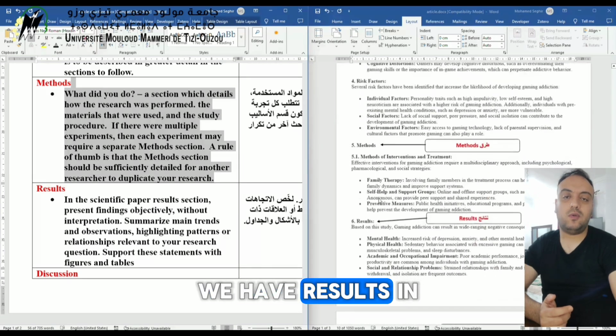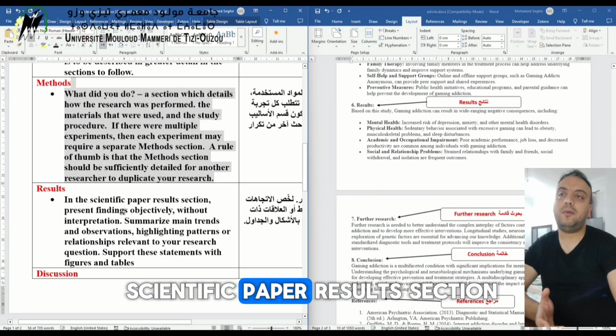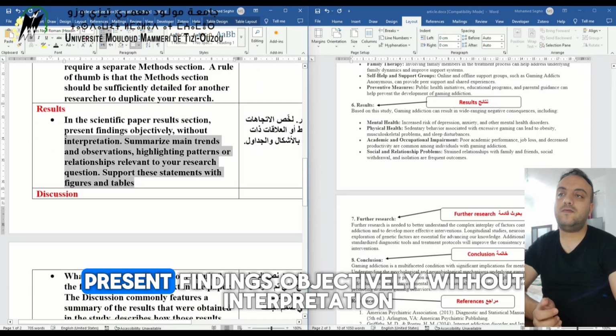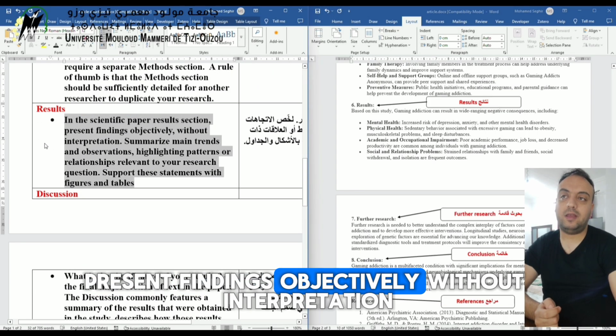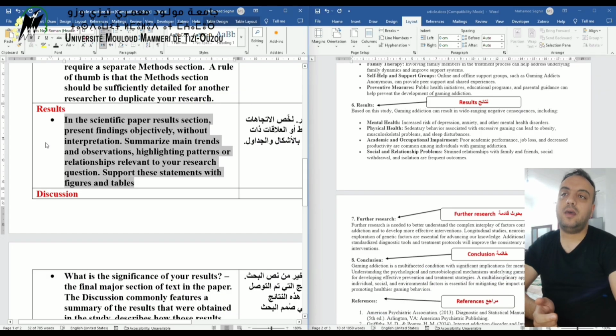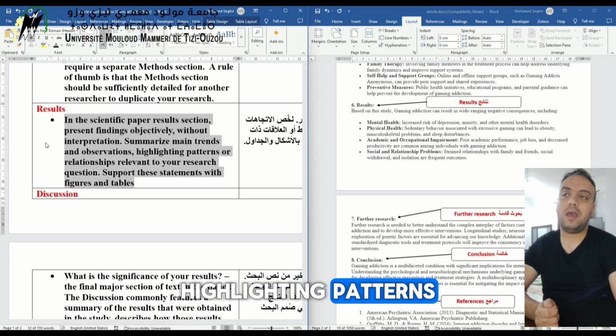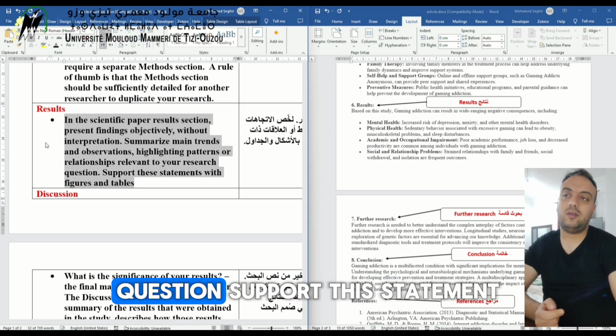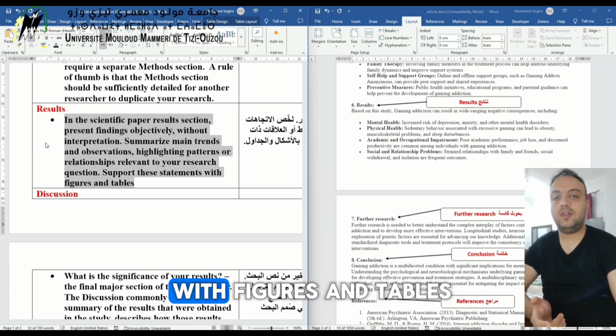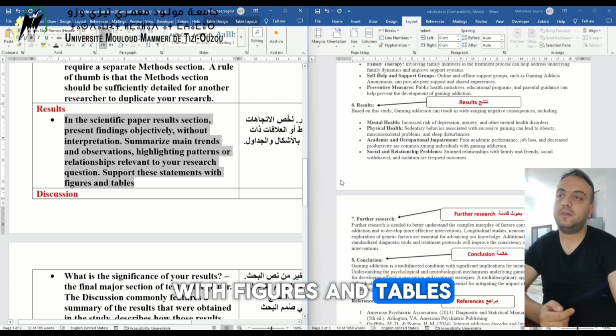After that, we have results. In the results section of a scientific paper, present findings objectively, without interpretation. Summarize main trends and observations, highlighting patterns or relationships relevant to your research question. Support these statements with figures and tables.